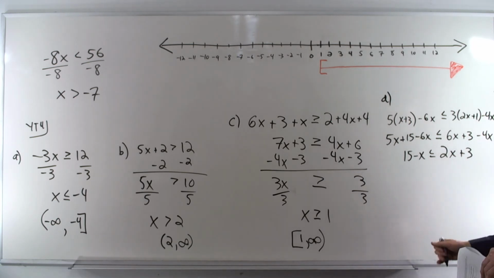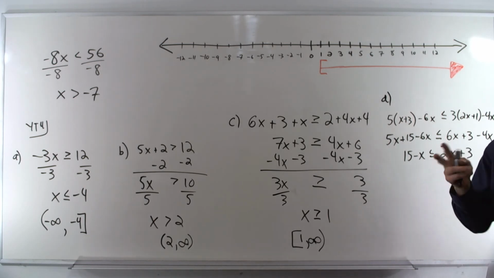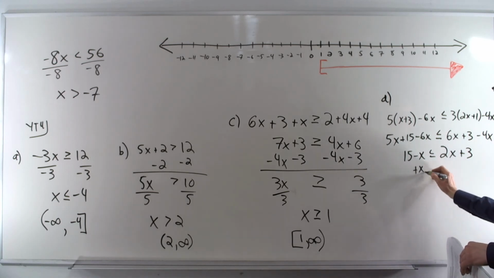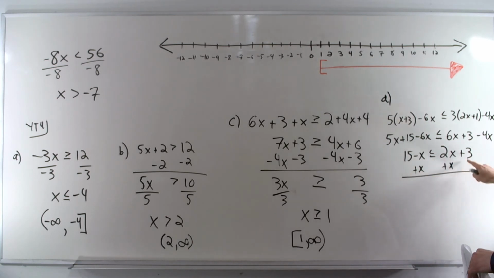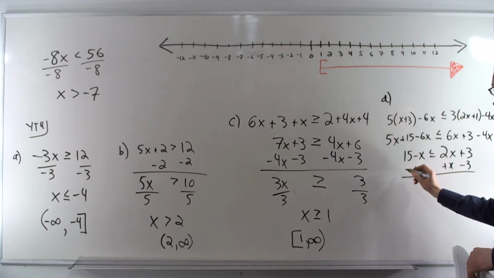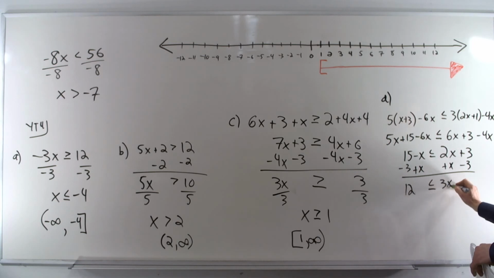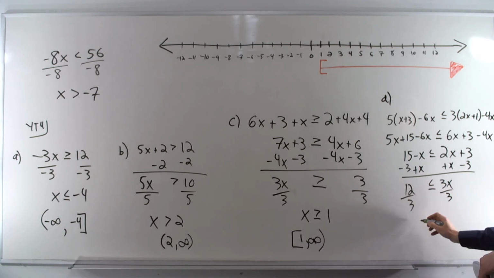Now here's where I really like to keep the x term positive, because that avoids having to divide by a negative number and then remembering to switch the sign. That's where I see a lot of mistakes. So I'm going to add x to both sides to keep the x term positive. That moves all the x's to the right, so we're going to move all the numbers to the left. So minus 3 here, minus 3. So that gives us 12 less than or equal to 3x. Now we can divide by a positive number since we kept the x term positive. We have 4 less than or equal to x. So x is greater than or equal to 4.